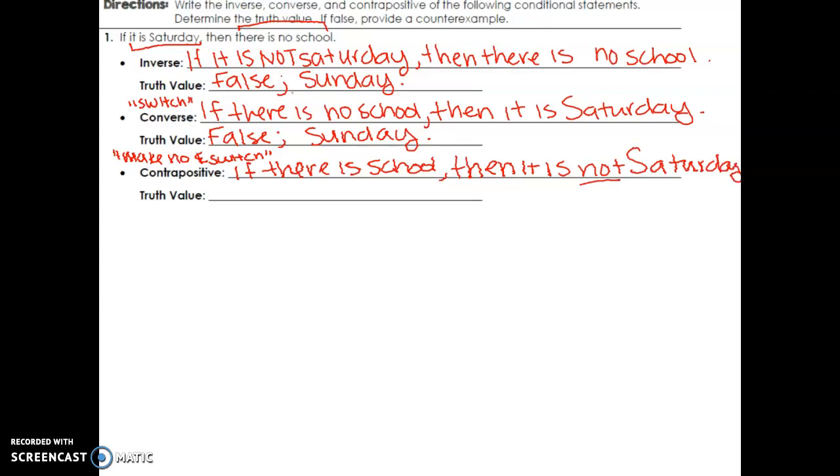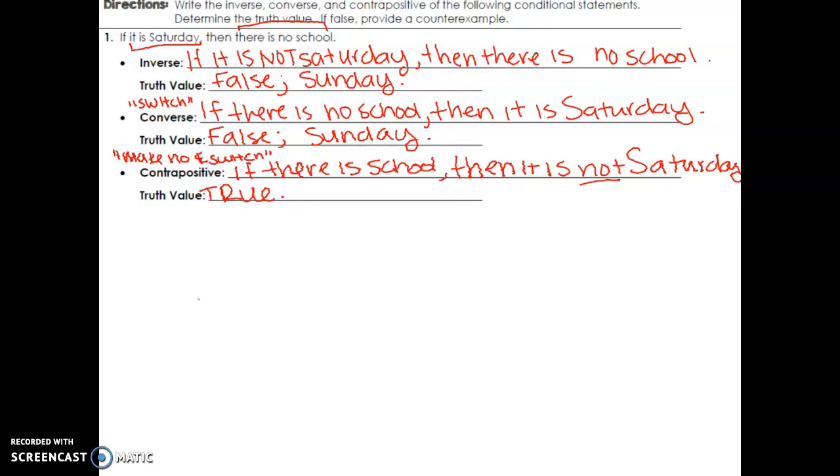So you can actually follow this order. It'll be a lot easier because once you get to contrapositive, you've already switched it here. So the only thing there is left to do is just to negate both of those statements. And if there is school, then it's probably not Saturday. That is actually true. Okay.